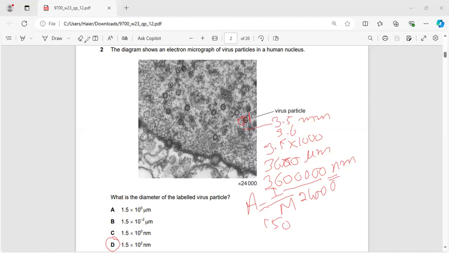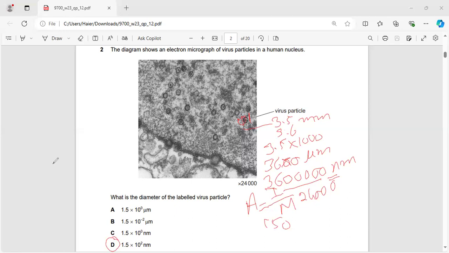If we divide this, students, you can do it by yourself. You can divide using a calculator and find out the correct option. So this is the correct option, which is 1.5 into 10 raised to power 2 nanometers.